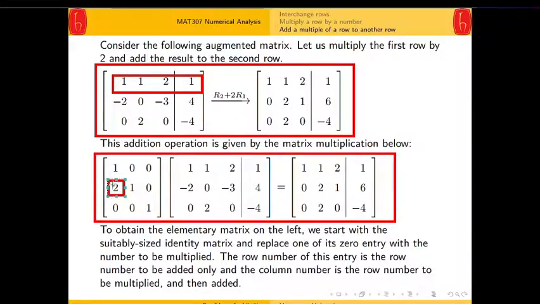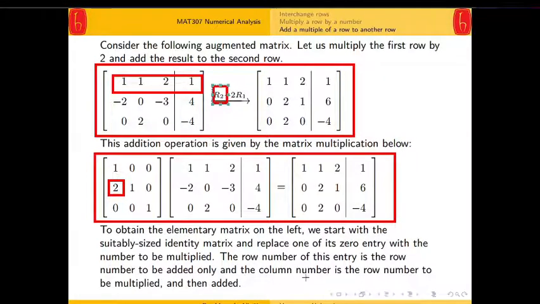Okay, so how can we find which entry to be changed? To that end, we have given a note here. The row number of this entry is the row number to be added only. Okay, which one will be added only? So this one will be, okay, R2 will be added. So the row number is 2. That means the row number of the entry which is about to change is 2.